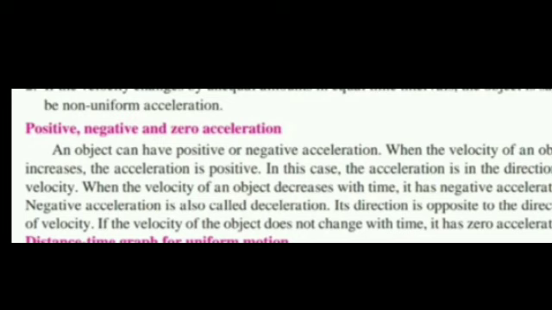Positive, negative and zero acceleration. When the velocity of an object increases, the acceleration is positive and the acceleration is in the direction of velocity. When the velocity of an object decreases with time, it has negative acceleration. It is also called deceleration, and its direction is opposite to the direction of velocity. And next, if the velocity of the object does not change with time, it has zero acceleration. These are the three types: positive, negative and zero acceleration.